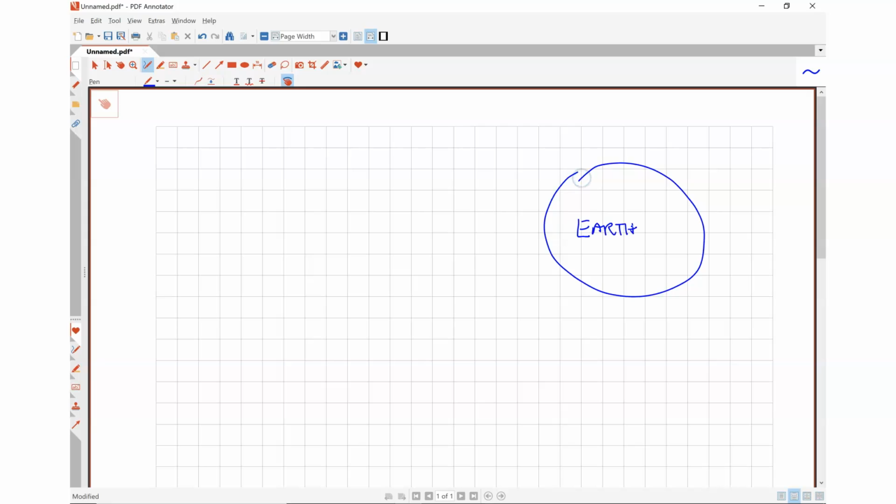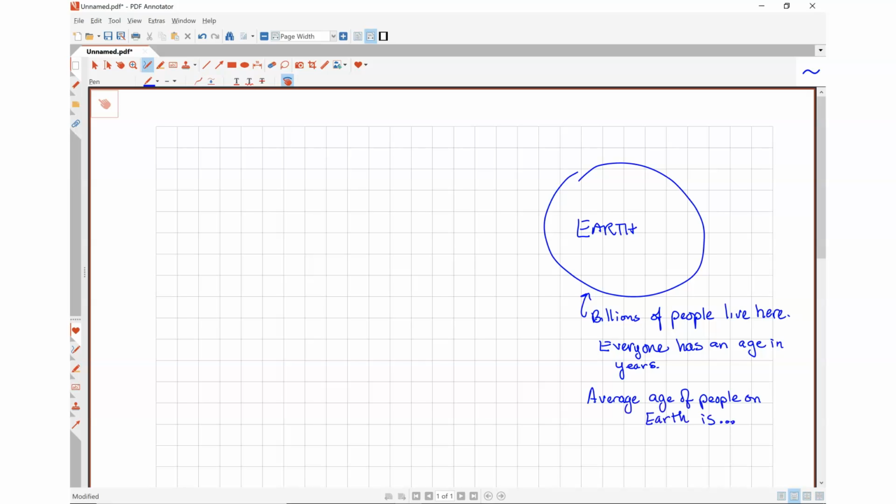Here's the Earth. The Earth has a ton of people on it, and every single one of them has been alive for a certain number of years. If I could ask every single person in the world how old they are, I could compute the average of the whole population of the Earth. But I can't. We don't know the average age of every single person on the Earth, right? We can't get that information. It's just too many people.